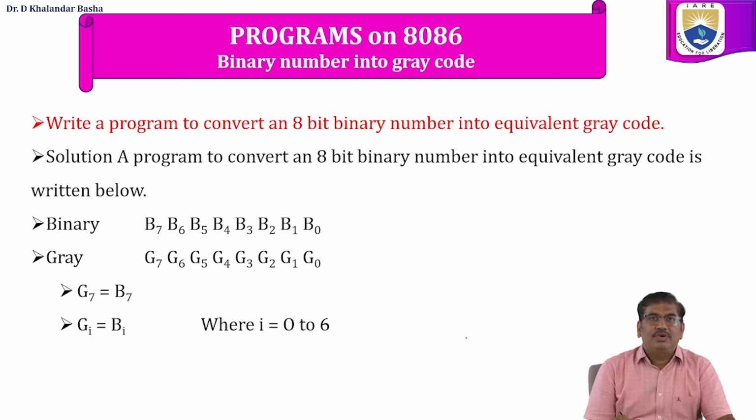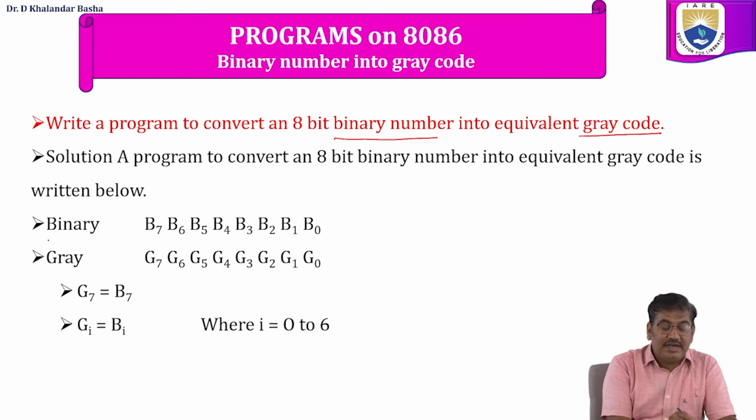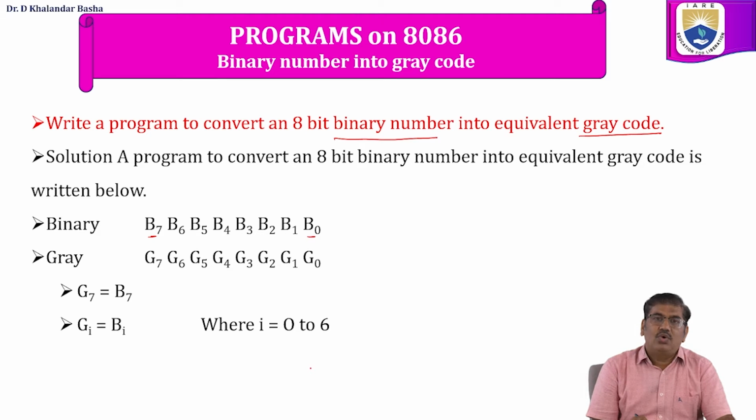Next, write a program to convert an 8-bit binary number into the equivalent gray code. So let us assume how this conversion will take place. First, in the binary format, we have the binary bits from B0 to B7. Then the gray code will have the bits from G0 to G7. So this is an 8-bit gray code, whereas the input is a binary number, and the gray code is the output.